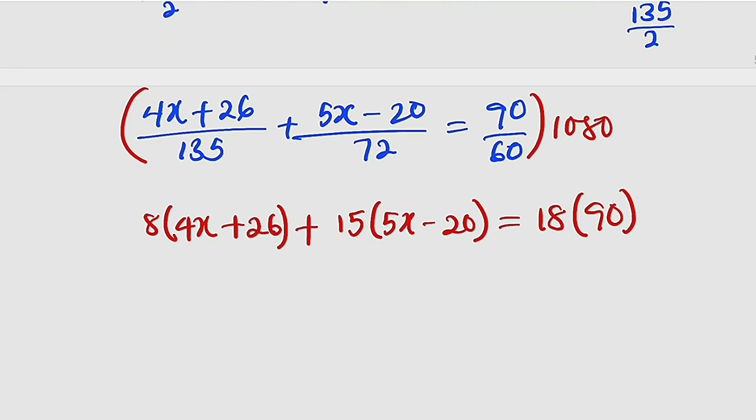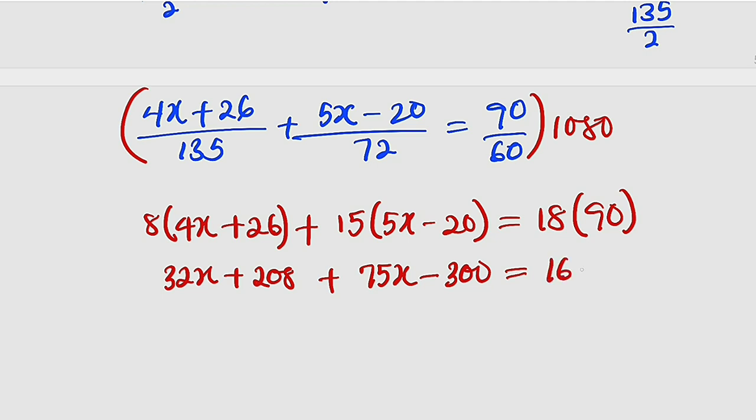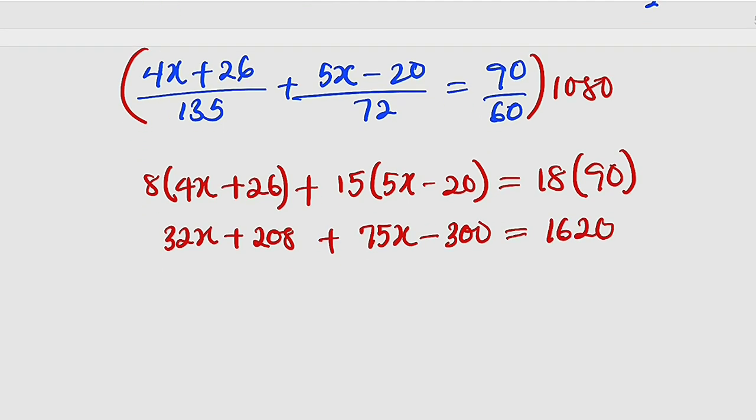So now let us expand the brackets. We have 8 times 4, which is 32x, plus 8 multiplied by 26 is 208, plus 15 multiplied by 5 is 75x, minus 15 times 20 is 300. And this is equal to 18 multiplied by 90 is 1620. Now let us collect the like terms. We have 32x here, we have 75x here. Once you add them together, you're going to get 107x.